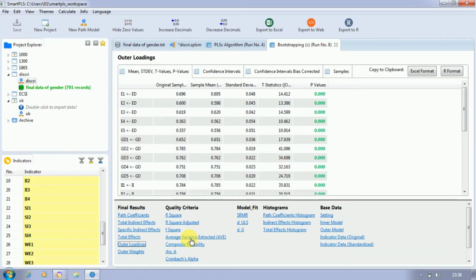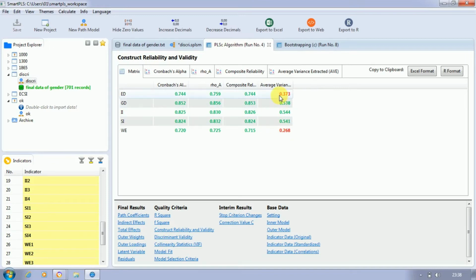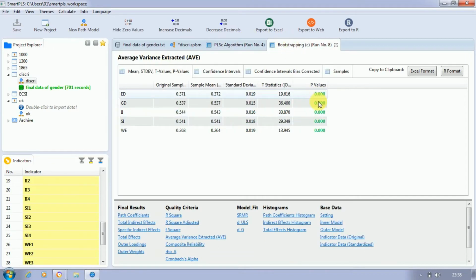Now let's go to see our AVE. You can see that both of these, which as you remember were earlier less than the threshold of 0.5, are coming out significant here. And as per the Fornell-Larcker criterion, 1981, if your composite reliability and rho_A are significant and established, you can have convergent validity established. Here you can see that convergent validity is established.